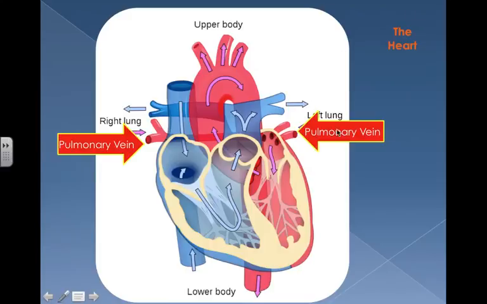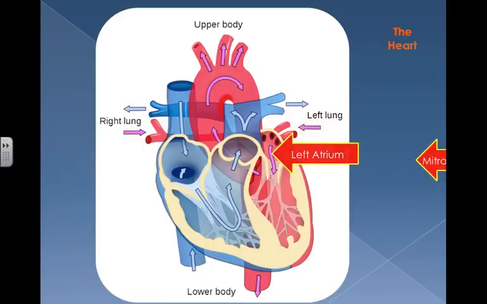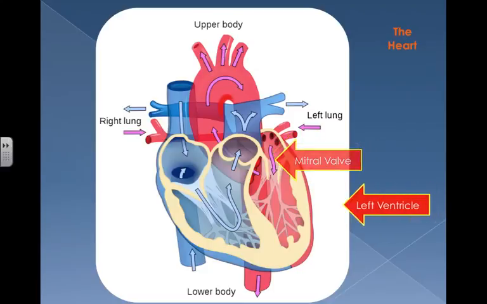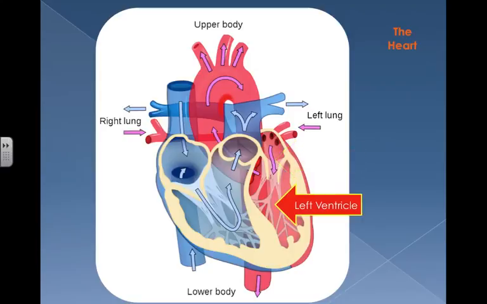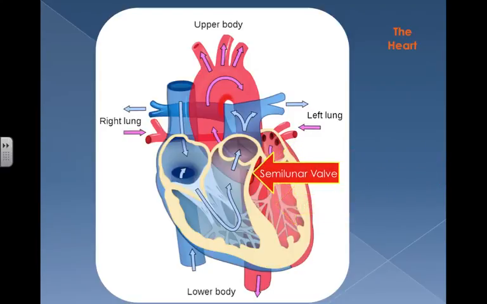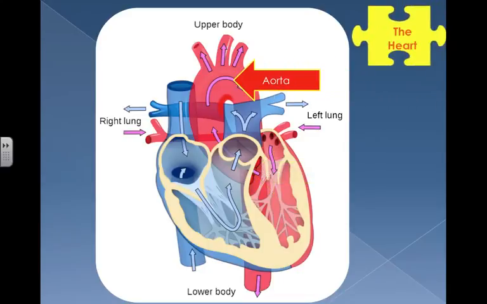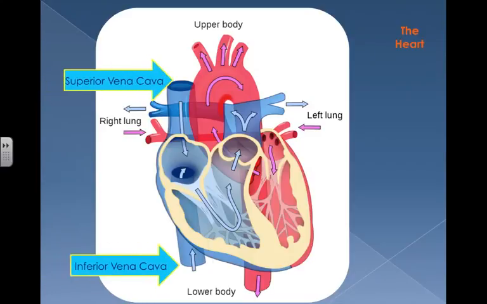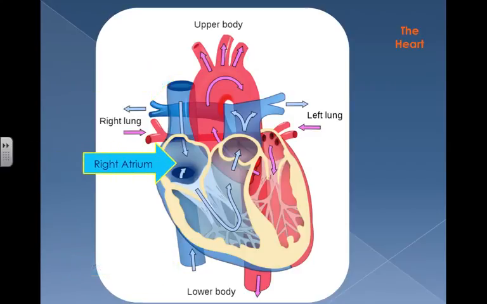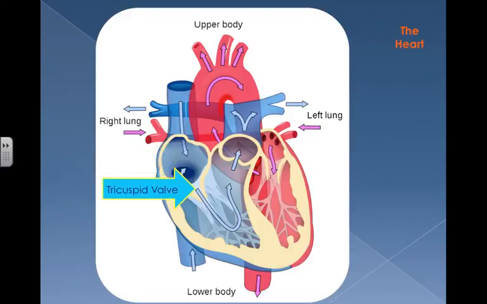So you've got your pulmonary veins, guys, that are there. You've got your left atrium. You've got your mitral valve. You've got your left ventricle. You've got your semilunar valve. You've got your aorta. You've got the superior vena cava and the inferior vena cava. And then you've got your right atrium, your tricuspid valve, and your right ventricle.